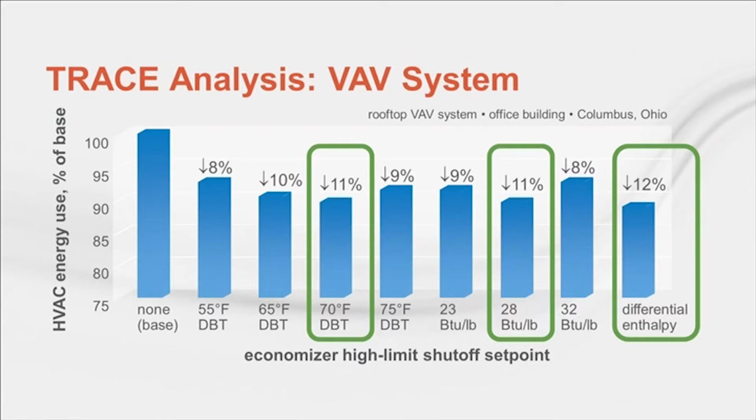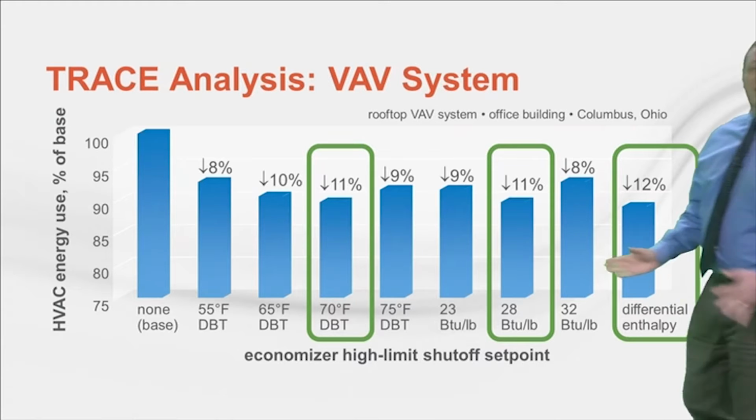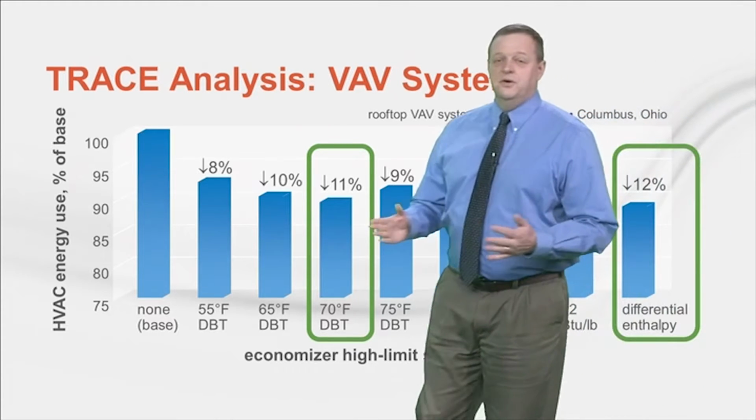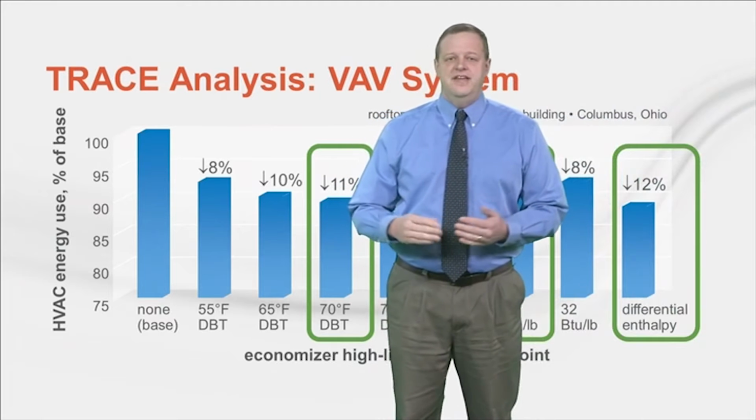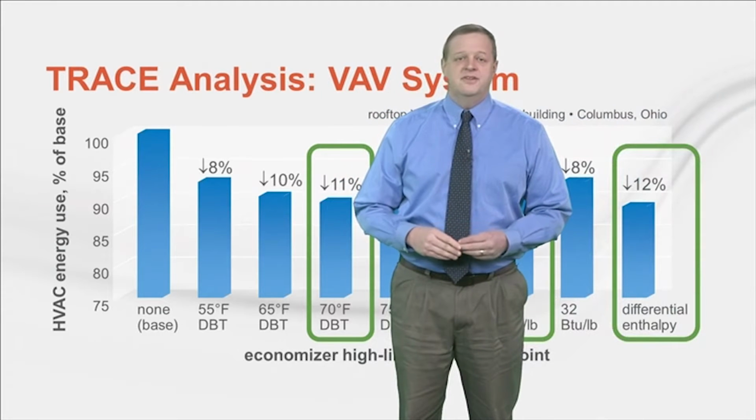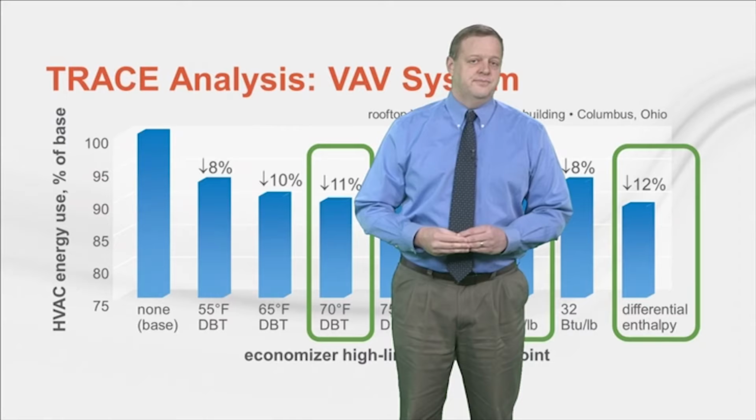Interestingly, in this climate, enthalpy-based control did not provide a significant increase in energy savings, so fixed dry-bulb control might be a more economical choice. While whole building energy simulation is certainly the gold standard for predicting energy savings from using an economizer, sometimes it helps to look at it in a different way.